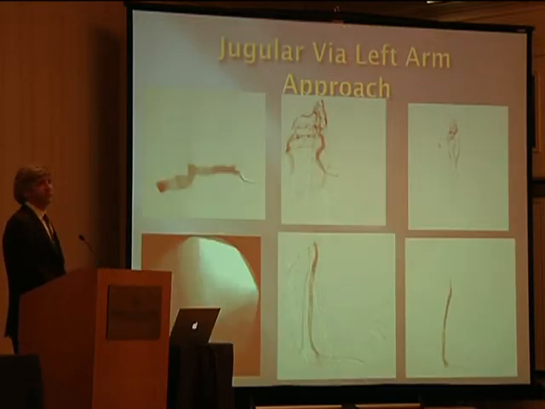Sometimes it's difficult to get into the jugular vein, especially if it's small in caliber or has a high-grade stenosis at the junction with the innominate vein. In this case, I went up and tried to catheterize the jugular vein. I spent about half an hour, 40 minutes trying to get in there. Used a variety of different catheter and wire combinations. Was unsuccessful and elected to come from the arm.